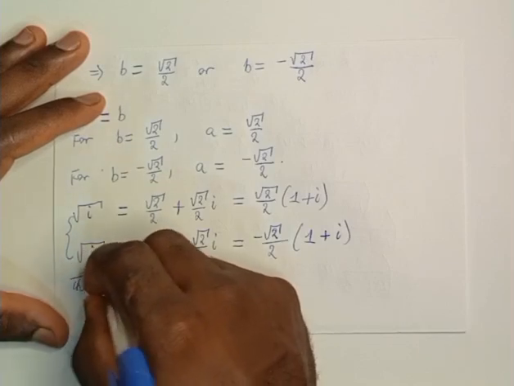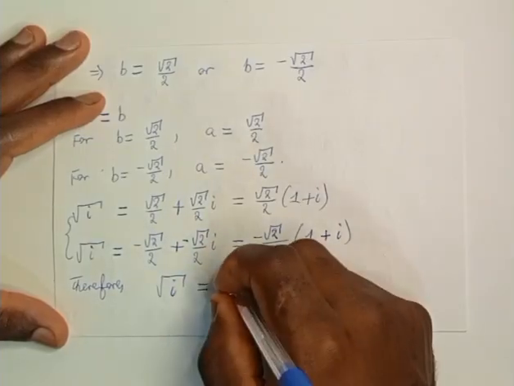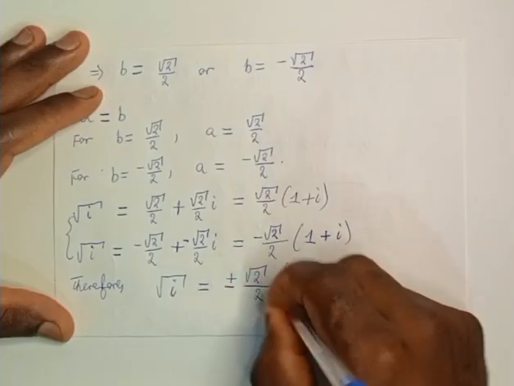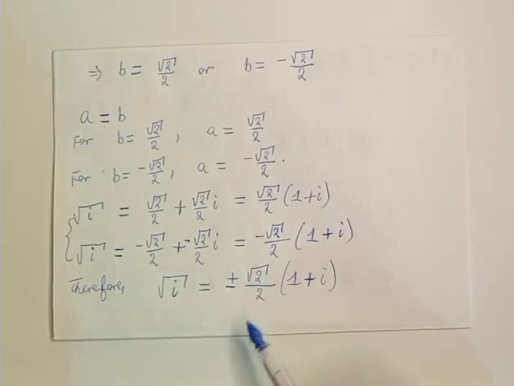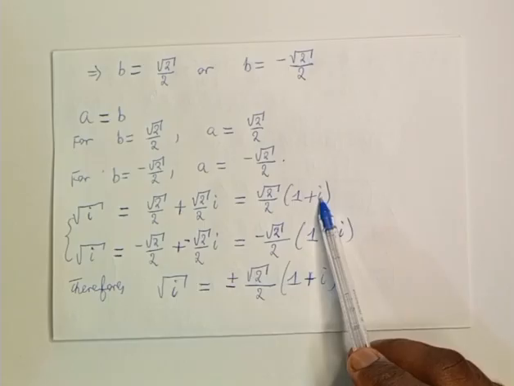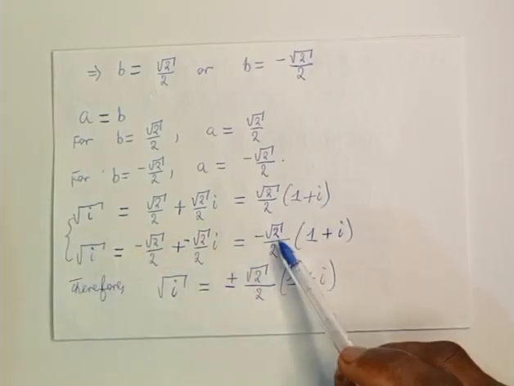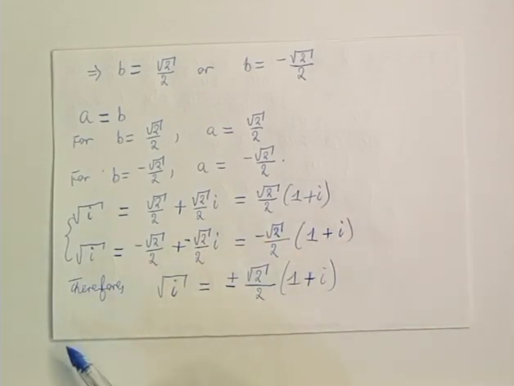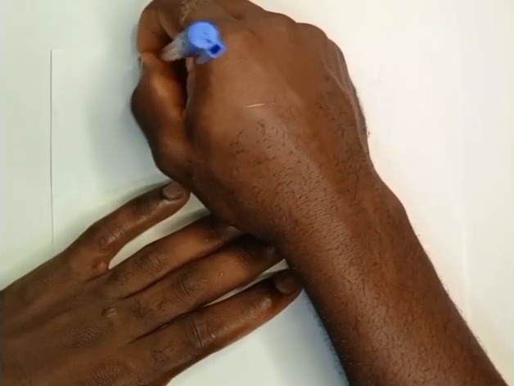Therefore, the square root of i is equal to plus or minus root 2 over 2 times 1 plus i. It simply means that if we square root 2 over 2 times 1 plus i, we are going to obtain i. And if we square negative root 2 over 2 times 1 plus i, we are going to obtain i. Let's verify and see. Let's take the verification.